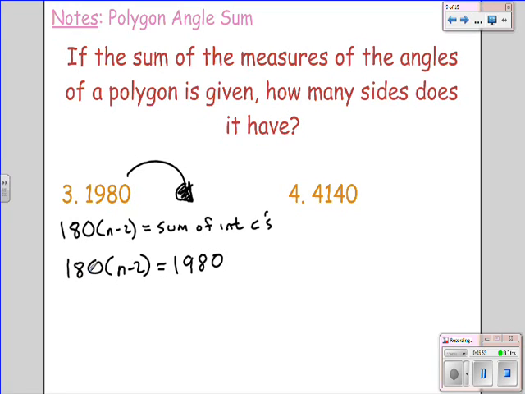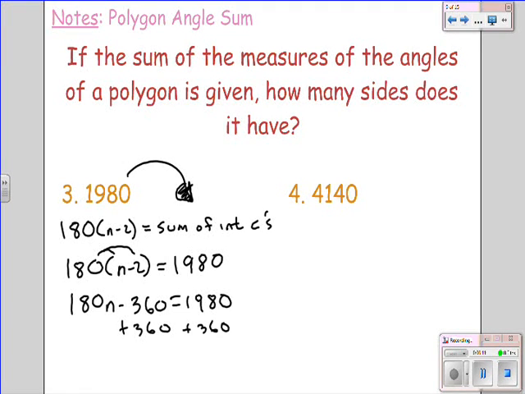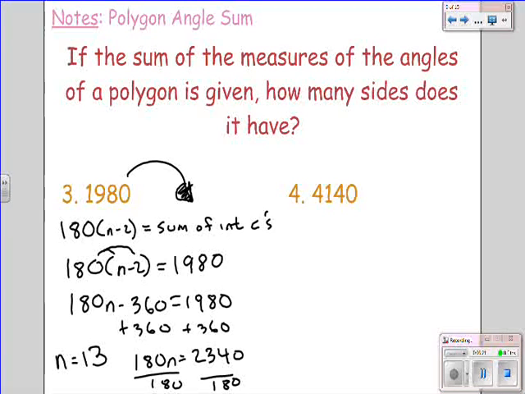Okay, there are two ways we can go about this. Let's go with the distribution way. I think more of you are familiar with that. I'm going to distribute this number. So I get 180n minus 2 times 180, which is 360, equals 1980. Add 360 to both sides. 180n equals, let's see, that's going to be 2340. And divide by 180. So you get n equals 13. So this is a 13-gon. Pause the video and try the next one.